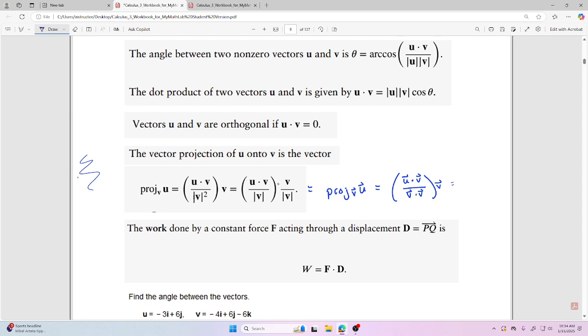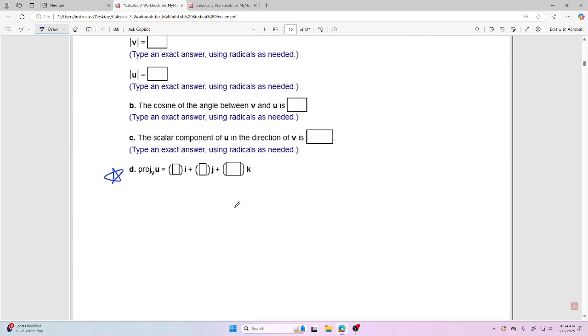Times v. Just like these guys, it's like multiplied. Let me try again. So u dot v, and then I got v dot v, and then this whole thing times v. Yeah, because this ends up being a number of some kind, and then we're just saying like 2, and then you say 2 times v basically. Cool. So there's the formula. I'm gonna go down and we're gonna do it again down here.